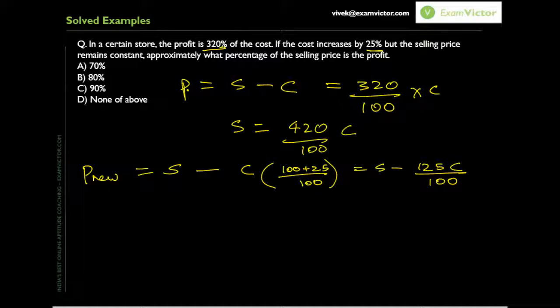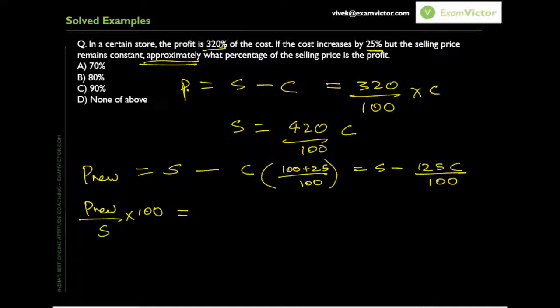They are asking, of what percentage of the selling price is the profit. So they are asking what is P new by S into 100. This is what they are asking. There is no profit percent at all being asked here. So all you have to do is replace S by this expression and simplify. You've got the answer. And also they're asking approximately, so it will be even simpler.